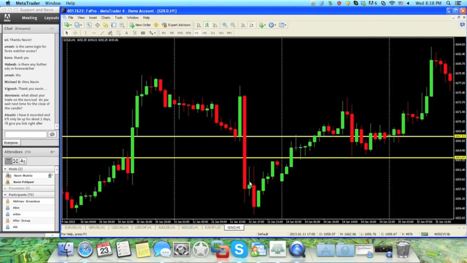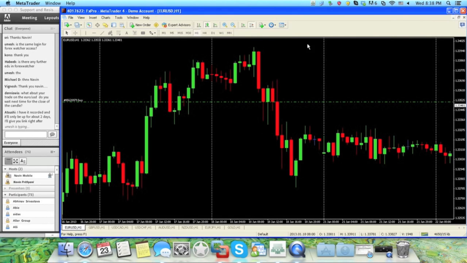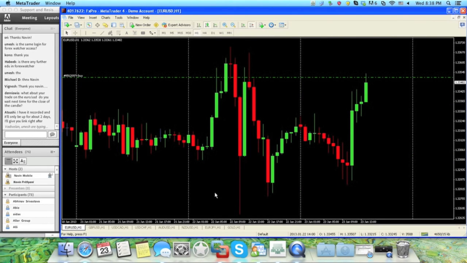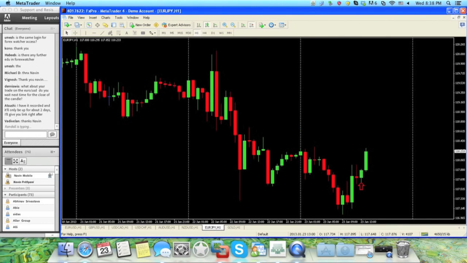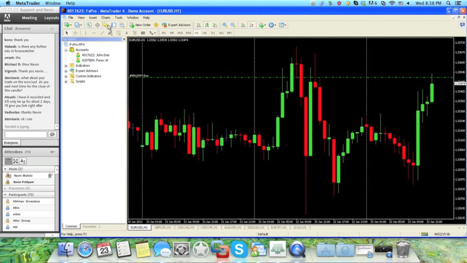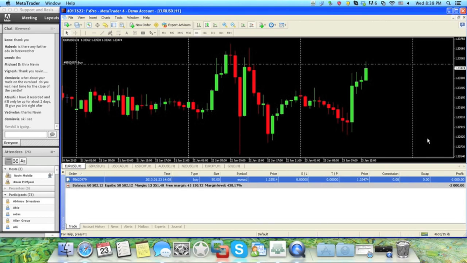Dennis, what about your trade on Euro USD? Oh yeah, sorry, I forgot about the trade on Euro USD. No, it's still running. The reason why it's still running is Euro Yen. This is why. Take a look at this current candle. Looking good. So Euro USD is still running for me. Okay, now at 2,000.